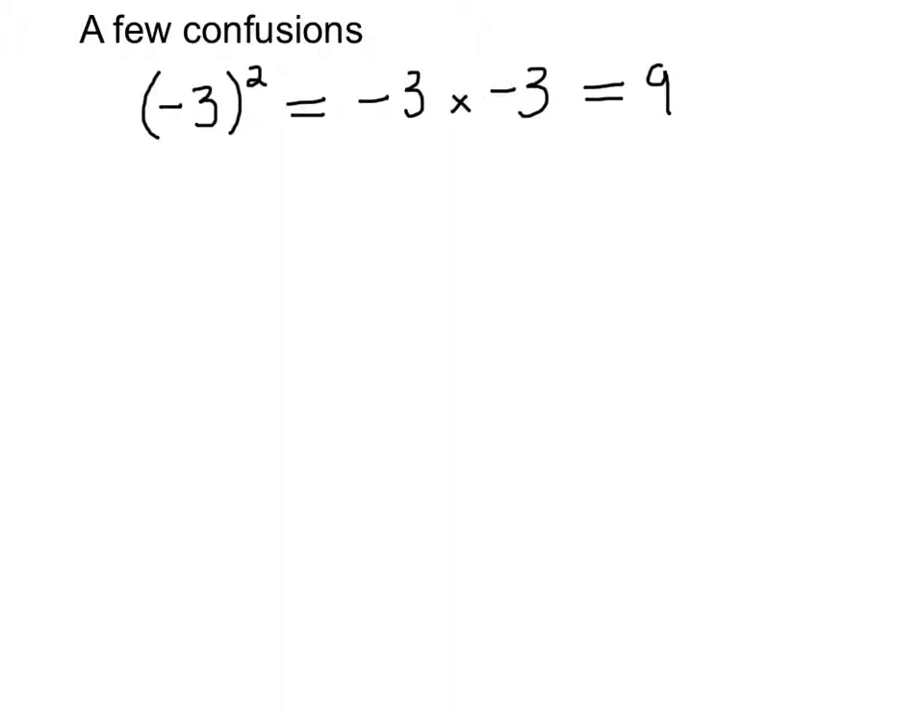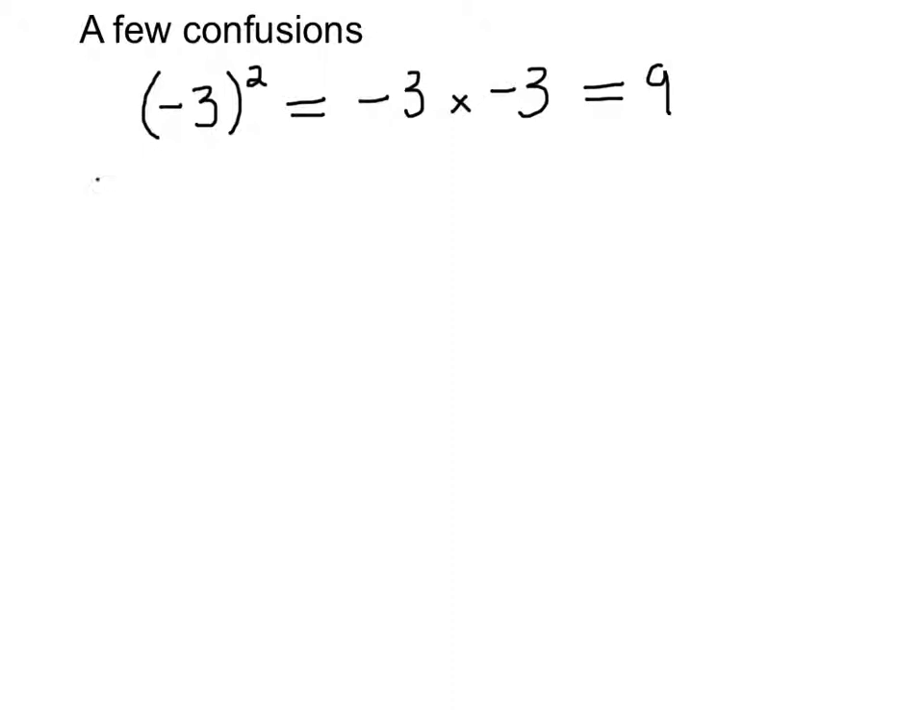Let me attempt here to clear up a few confusions. Let's say I have a negative 3 and I want to square it or raise it to the power of 2. Now, knowing what I know, that's just minus 3 multiplied by minus 3. Now remember, if I multiply a minus and minus, I get a plus. 3 3s are 9, so it's a positive 9 is the answer.